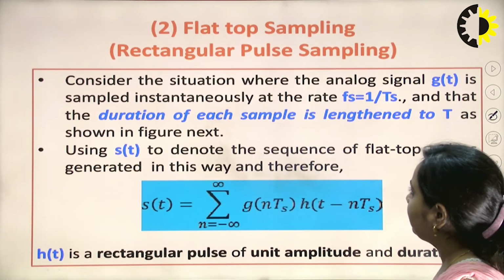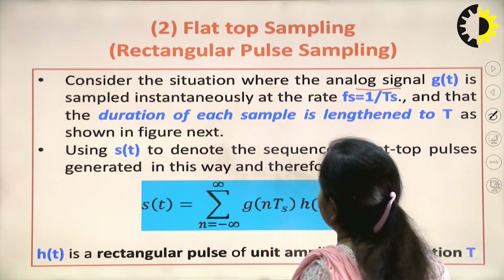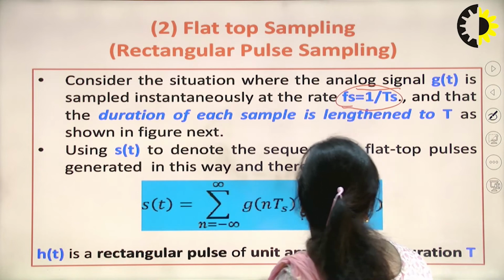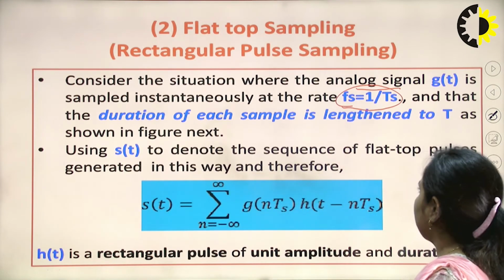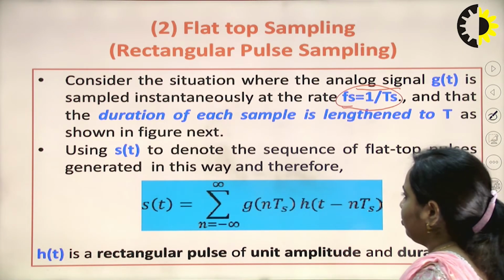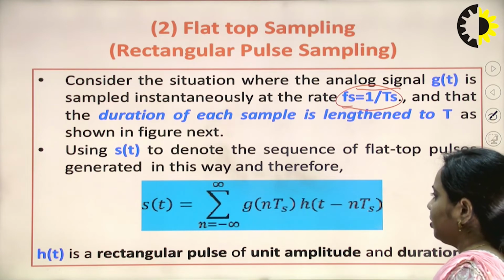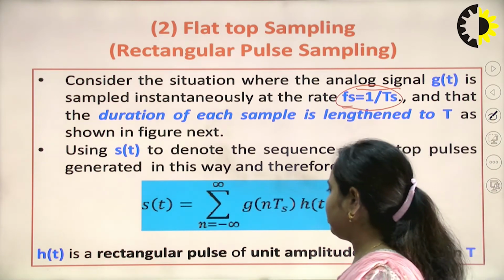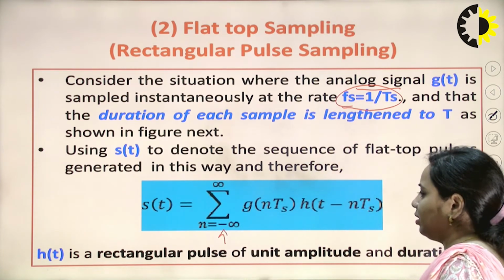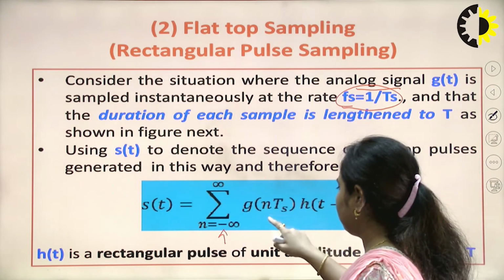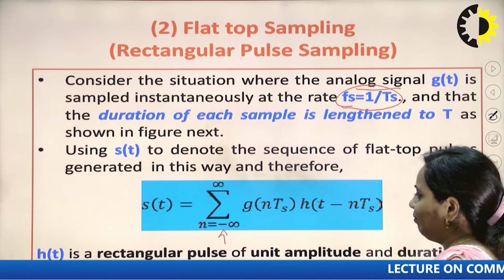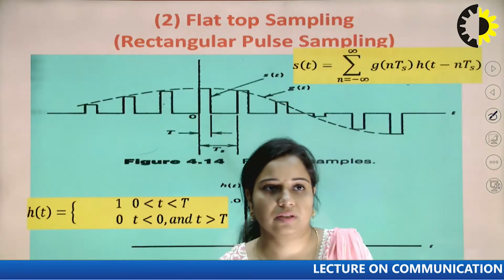So flat top sampling is next. Consider the situation where the analog signal is sampled instantaneously at the rate Fs, which equals 1 upon Ts, and the duration of each sample is lengthened to T, as shown in the next figure. Using s(t) to denote the sequence of flat top pulses generated in this way, s(t) equals the summation over n from minus infinity to infinity of g(nTs) h(t minus nTs). Here g(t) is the input signal, and it is convolved with the filter h(t minus nTs).